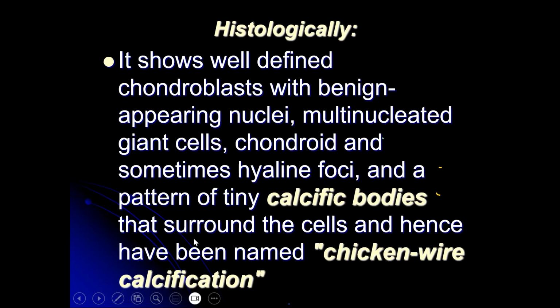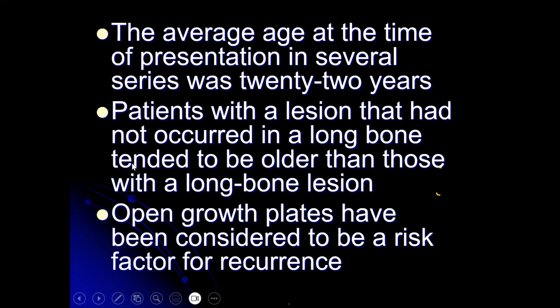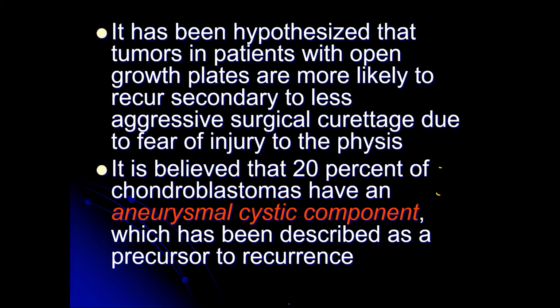And male patients are more affected. The average age at the time of presentation in several series was 22 years. Patients with a lesion that had not occurred in a long bone tended to be older than those with a long bone. Open growth plates have been considered to be a risk factor for recurrence. It is believed that 20% of chondroblastomas have an aneurysmal cyst component, and you have to consider this.